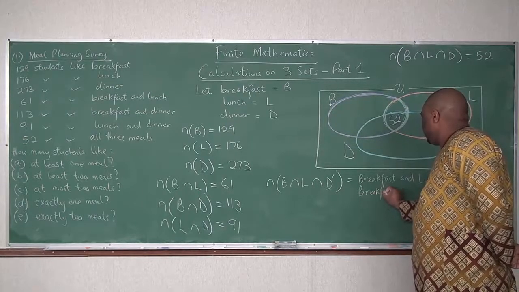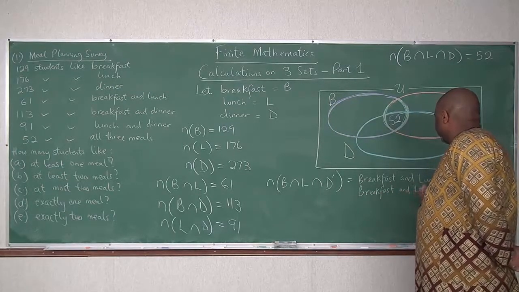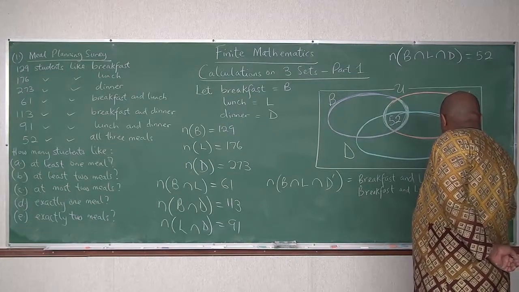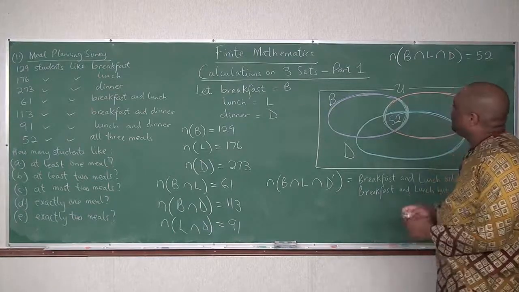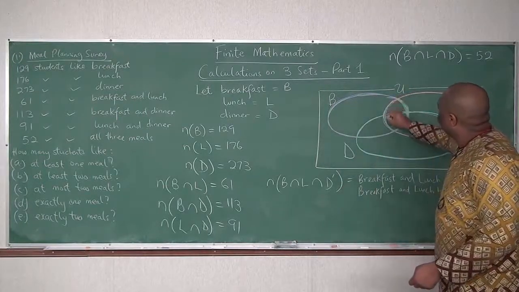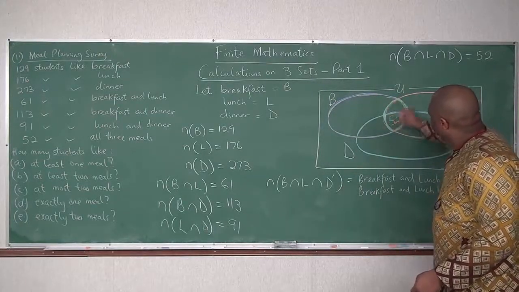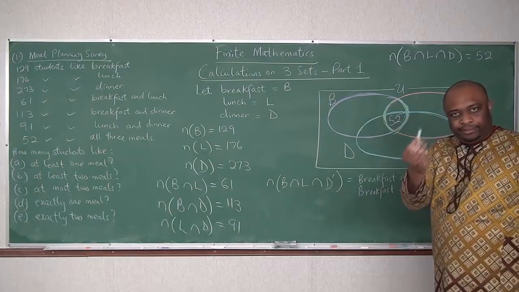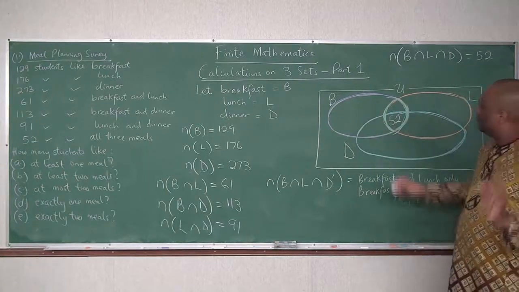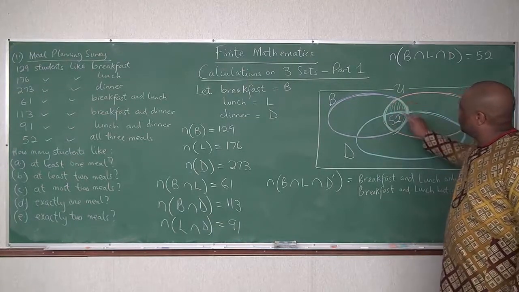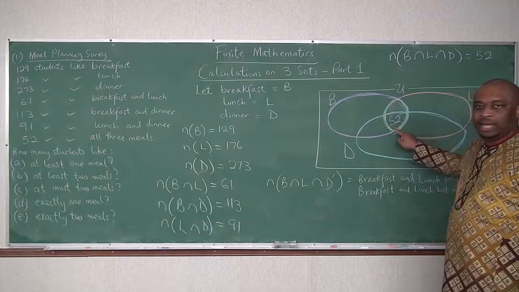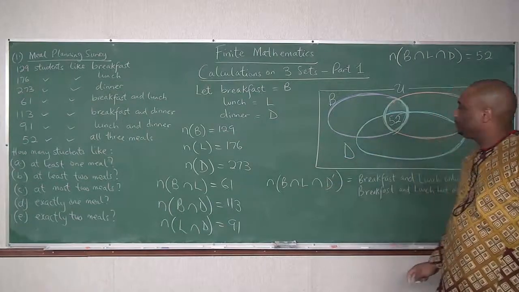Breakfast and lunch, but not dinner. So if you look at this, breakfast and lunch is these folks here, in this green chart. But if you want breakfast and lunch only, it's going to be only this. Okay? So if you have these folks here to be breakfast and lunch, 61.